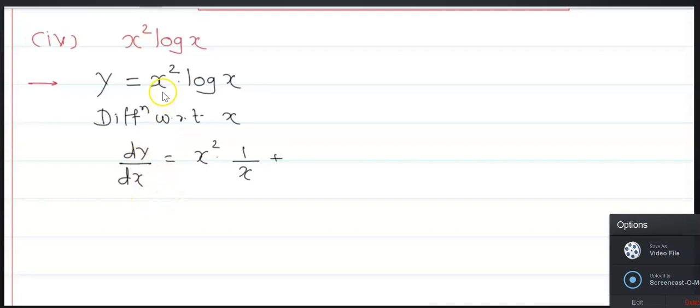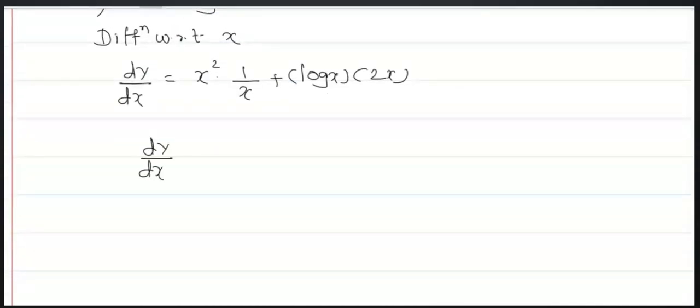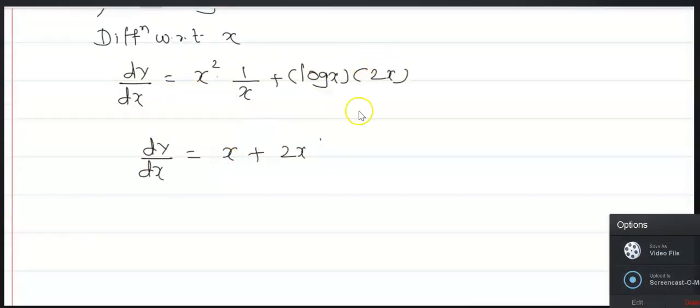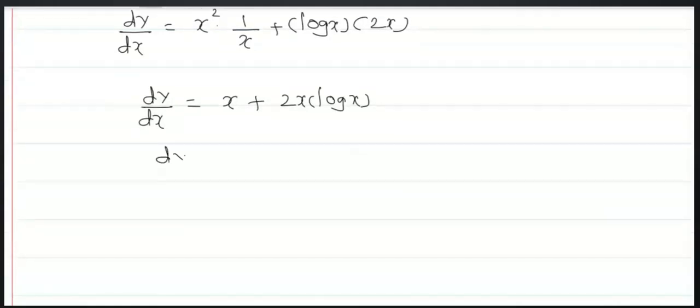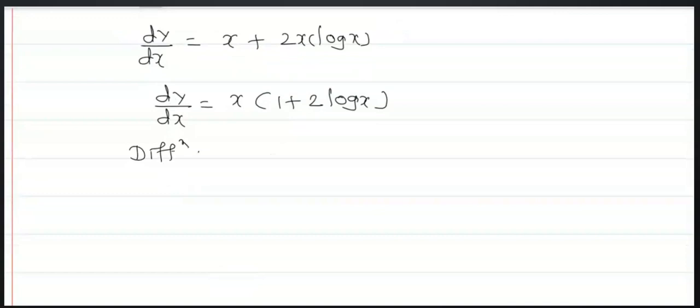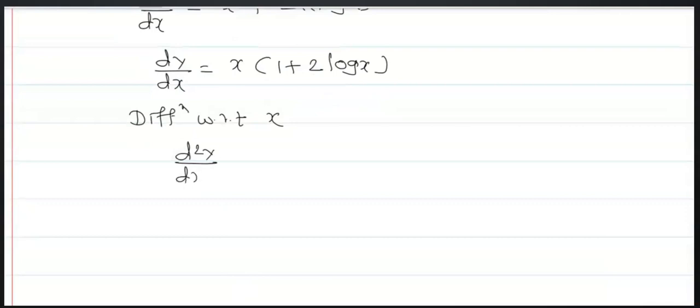Now dy by dx is equal to, keep x square as it is, derivative of log of x is 1 upon x, plus log of x as it is into derivative of x square, which is 2x. And that's why dy by dx is equal to x square upon x, that will be x, plus 2x into log of x. And that's why dy by dx is equal to x common, in bracket, 1 plus 2 log of x. This is the first derivative. Now, differentiate this with respect to x.